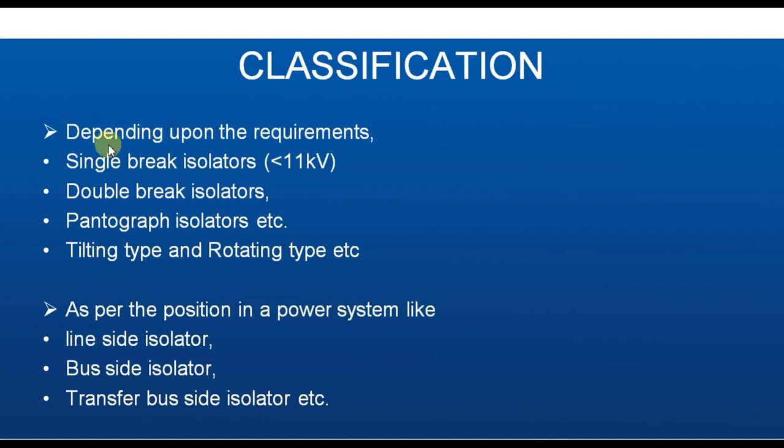Classification of isolator. Depending upon the requirements, it is classified into single brake isolators, double brake isolators, pantograph isolators, tilting type and rotating type and so on. As per the position of the isolator in a power system, it is classified into line side, bus side isolator, transfer bus side isolator, etc.